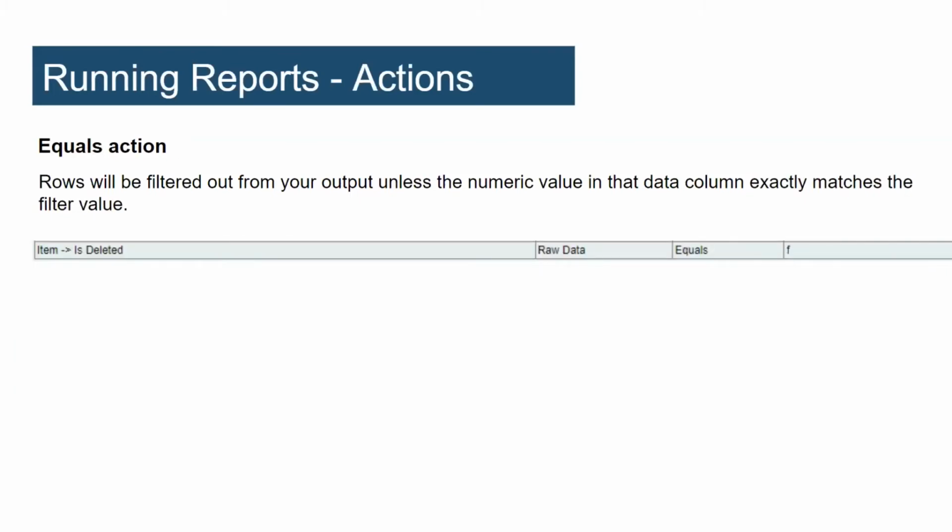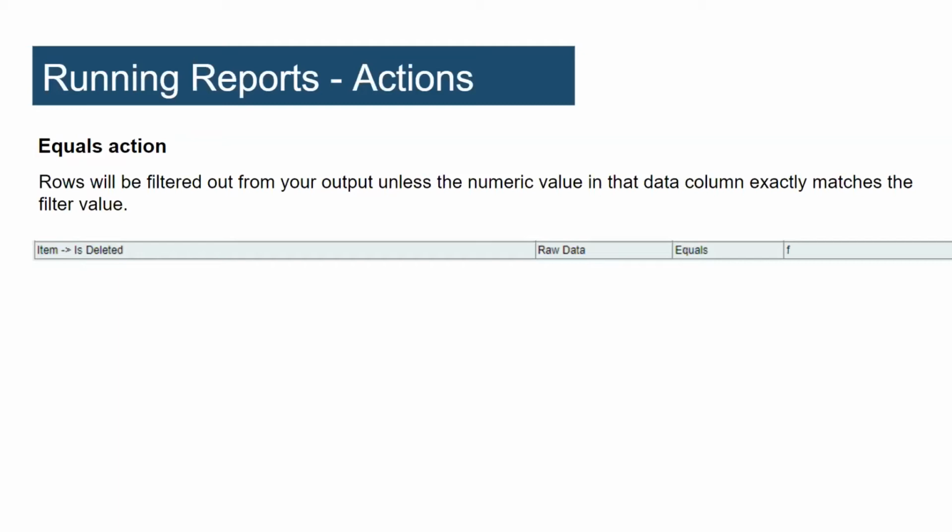The most straightforward of the actions is the equals action. This action can apply to any data type and will filter out all rows that do not exactly equal the filter value in that column. For text columns, this is case sensitive, so be sure to type in exactly what you're looking for.